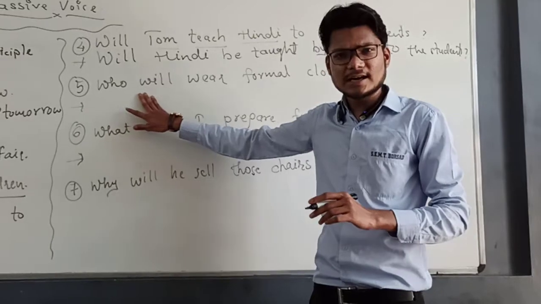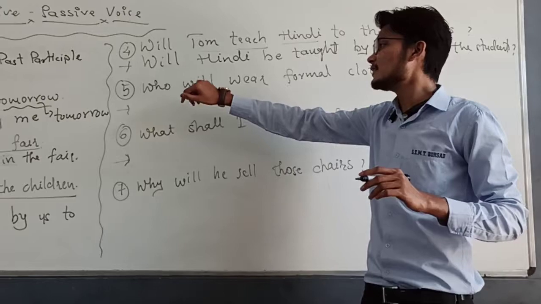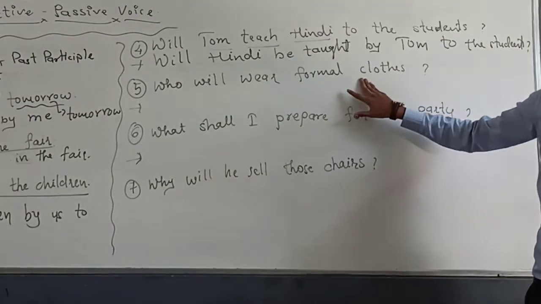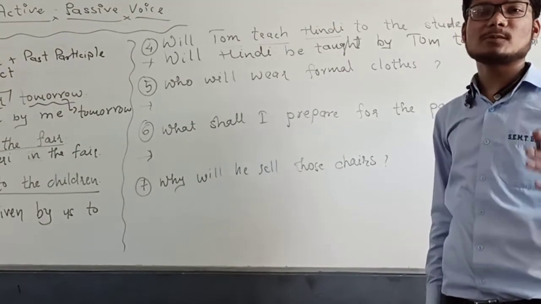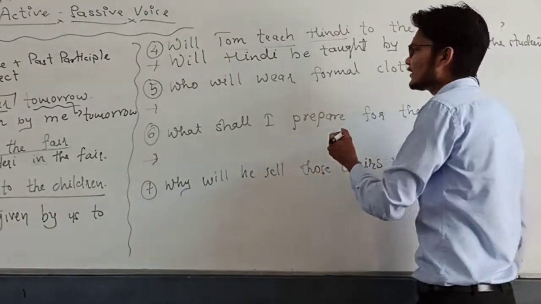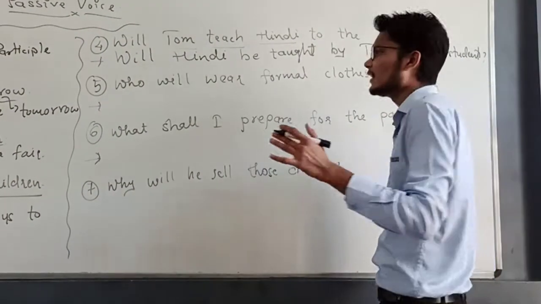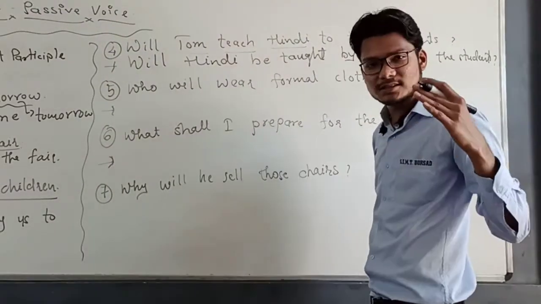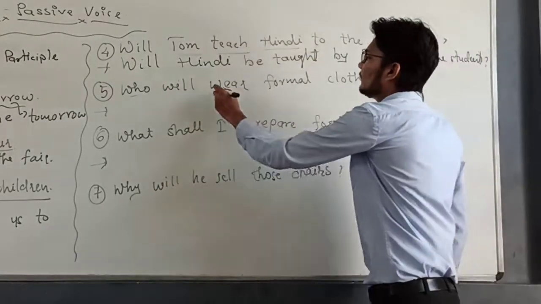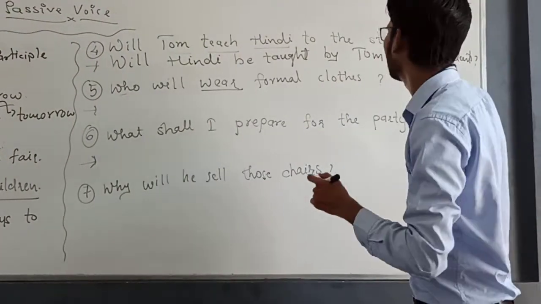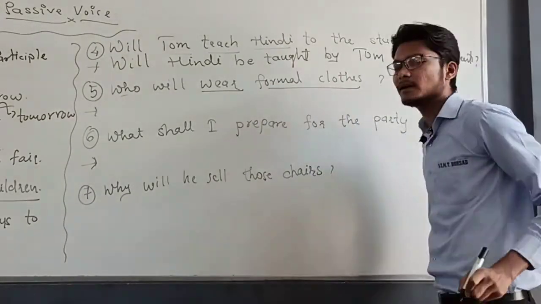Now, if your question is starting with "who", what do you have to do? Let us first see the sentence: Who will wear formal clothes? As I have told you, first of all find the subject, verb and object. Is a subject given here? Definitely no subject is there, because it is starting with "who". The verb form given is "wear". And the object is formal clothes.